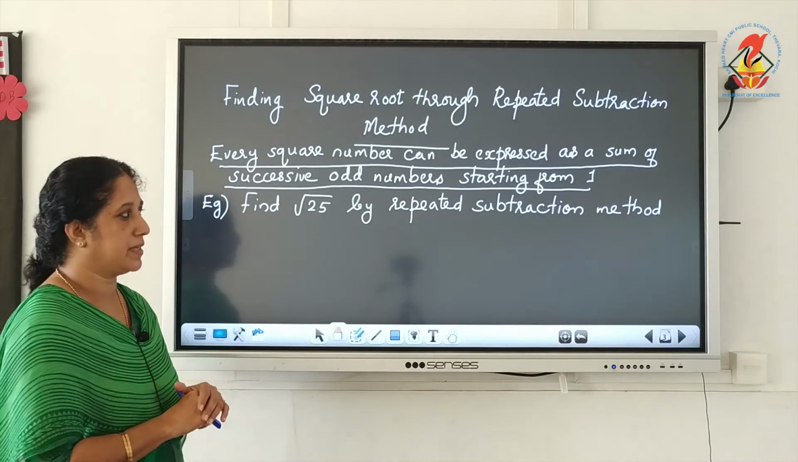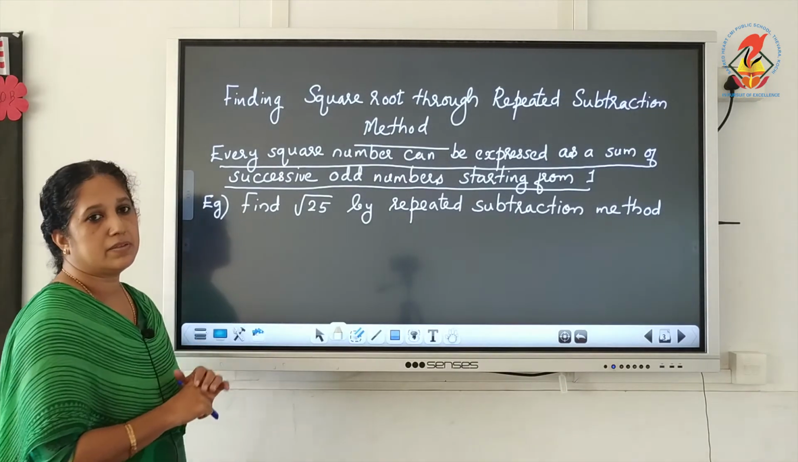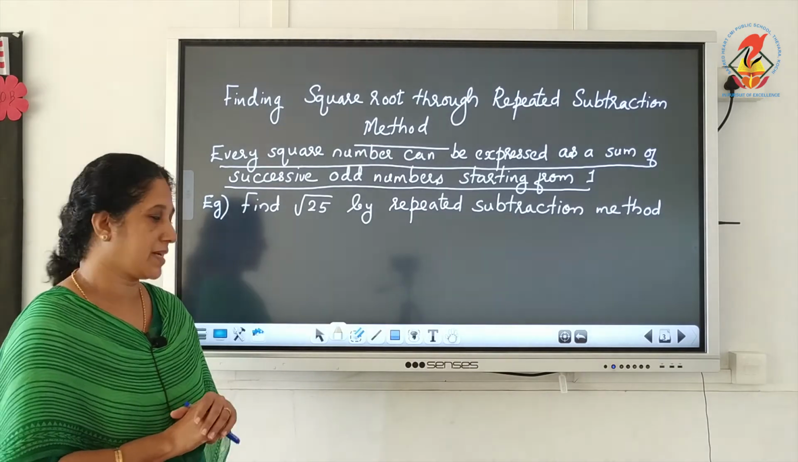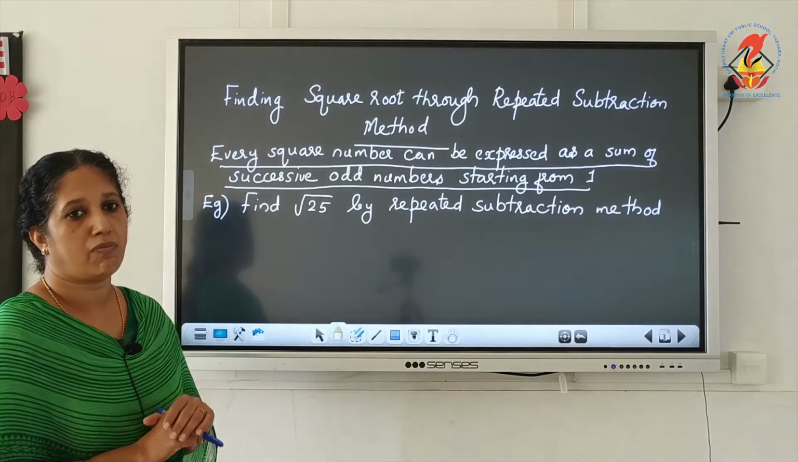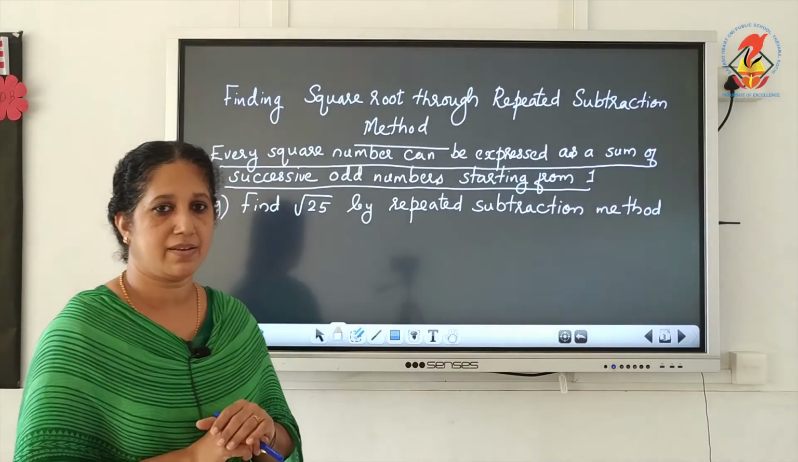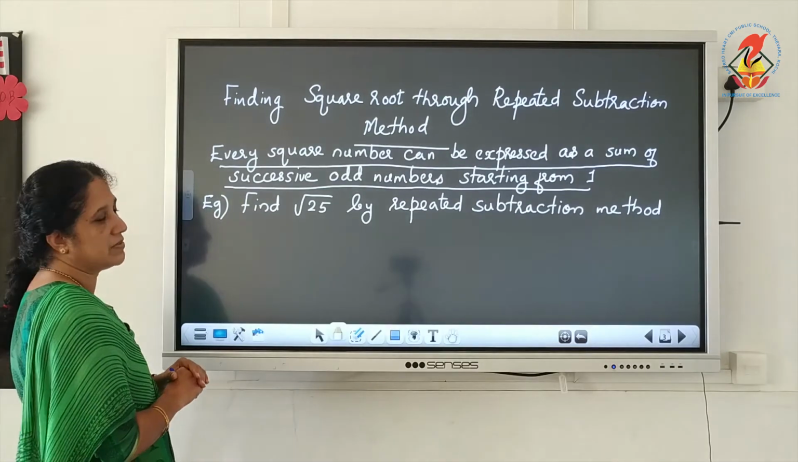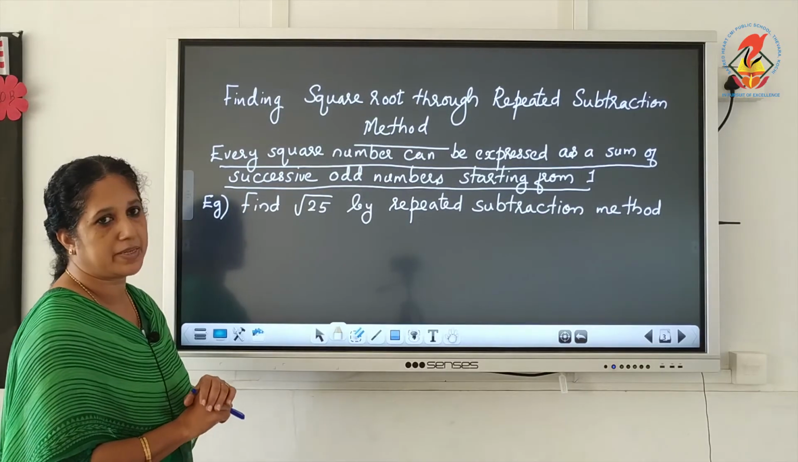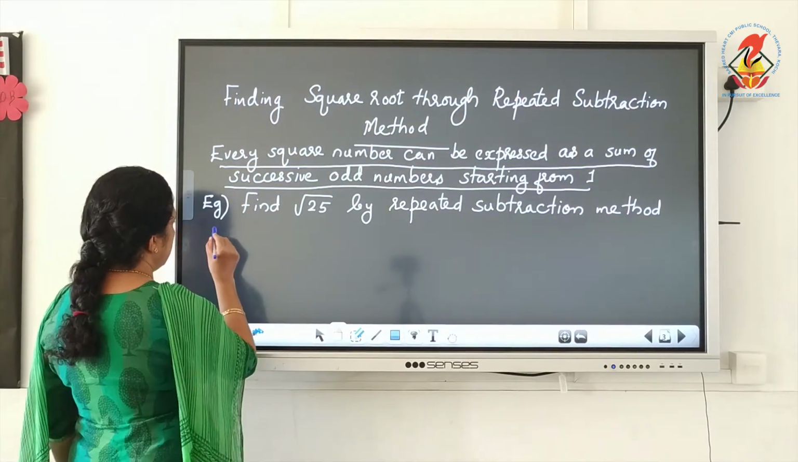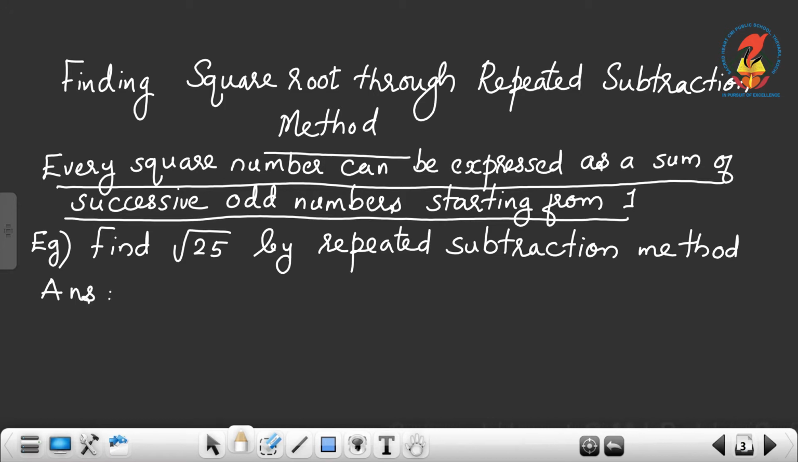When we apply that concept, it is known as the repeated subtraction method. What we have to do is subtract 1, 3, 5, 7, 9, etc., the odd numbers, from the given number. Now, look at the question: find the square root of 25 by the repeated subtraction method.